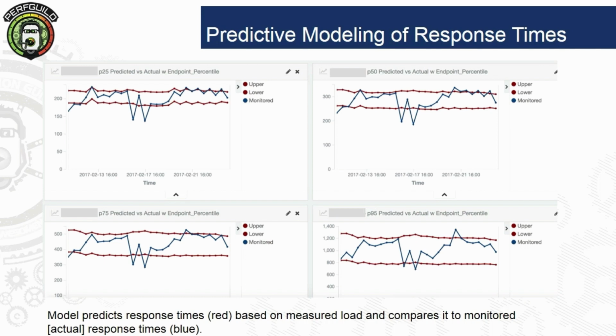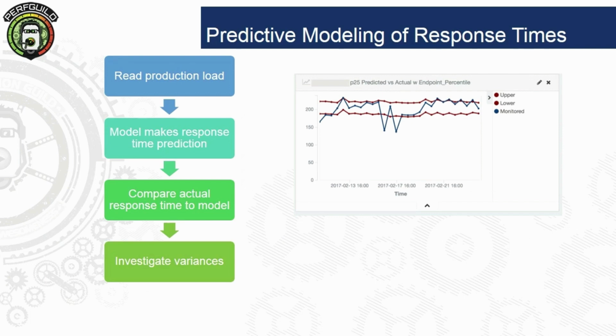In these graphs, we see 4 models, one for each of the important percentiles of the response time distribution. In red, I'm plotting the bounds of the predicted response time value for a given load, and in blue, I'm plotting the actual value of the response time for that given load. The way this works is, I read in the real-time production load via a monitoring tool, and then I make a prediction on what the response time should be based on that load. I do this, of course, using my trained model. I'm plotting the upper and lower bounds of that prediction in red. I'm also reading in the actual production response time as measured by the monitoring tool and plotting that in blue.